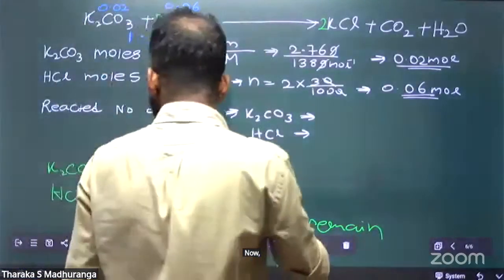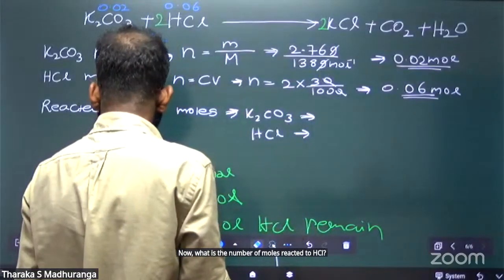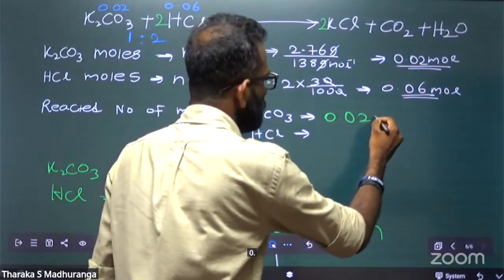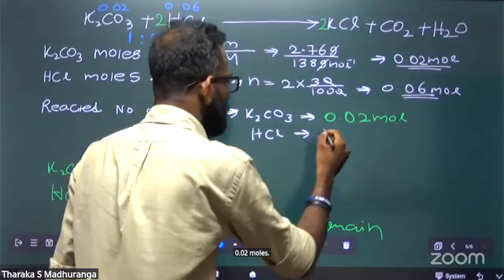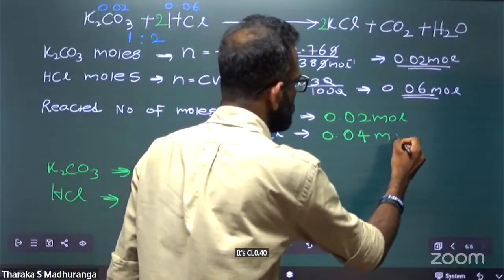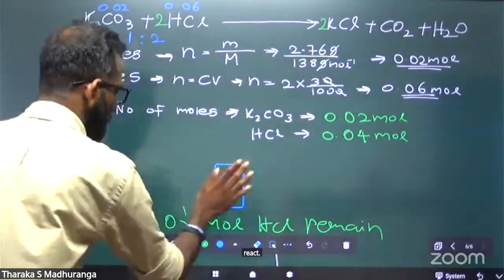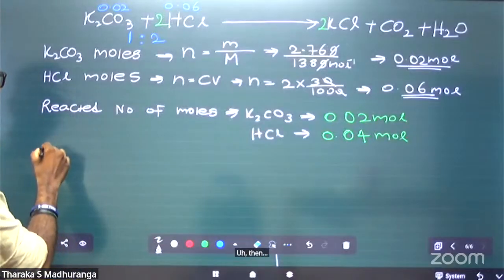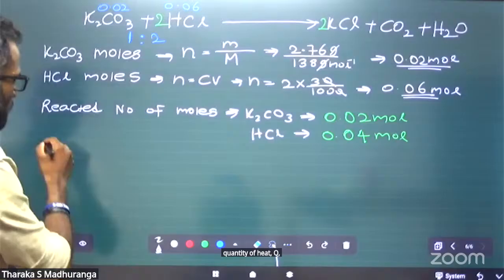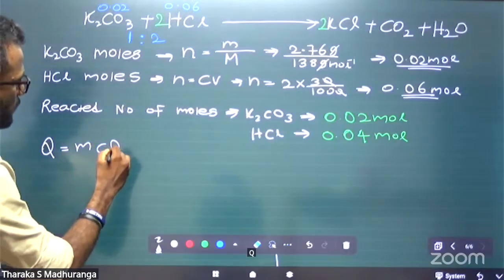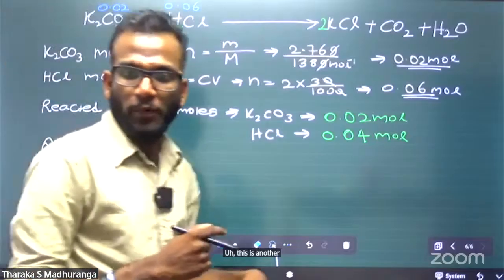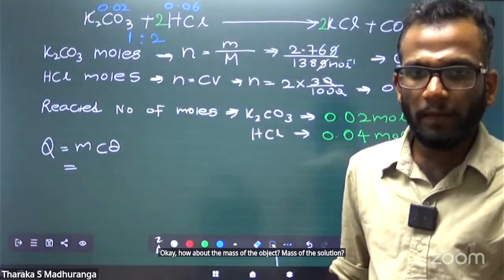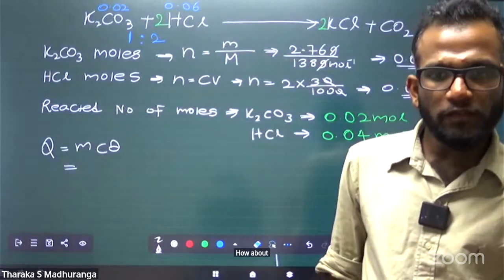Now, what is the number of moles of HCl reacted? K2CO3 0.02 moles, HCl 0.04 moles reacted. Then the quantity of heat Q is mc theta. This is another important point. How about the mass of the solution?